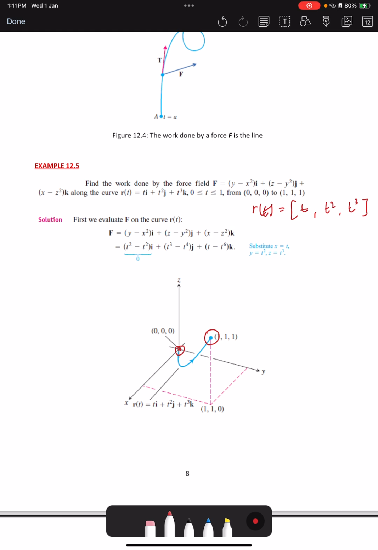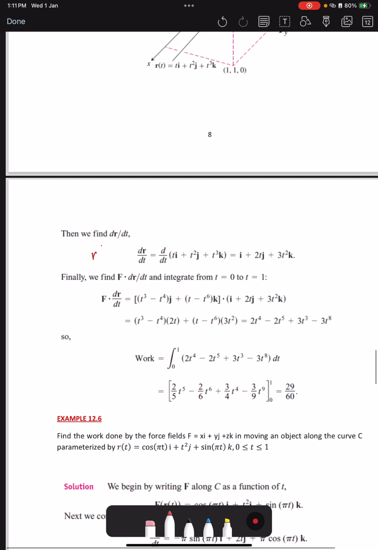Now we transform F in terms of r(t). So y minus x squared is t to the power of 2 minus t to the power of 2, so you get 0 here. And then z minus y squared is t to the power of 3 minus t to the power of 2, squared, which is t to the power of 3 minus t to the power of 4. And x minus z squared is t minus t to the power of 6, for k. That is F(r(t)).